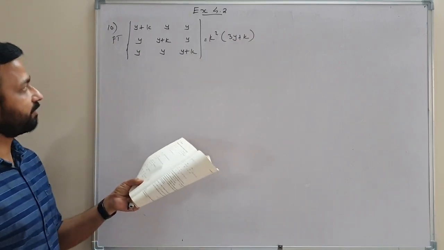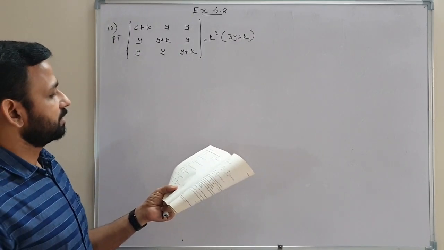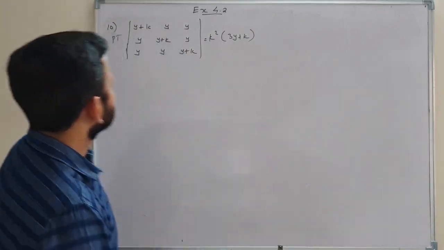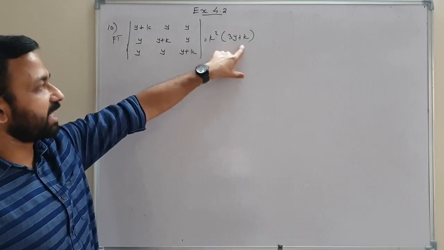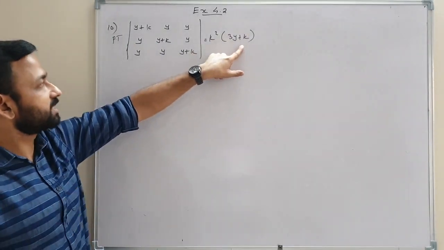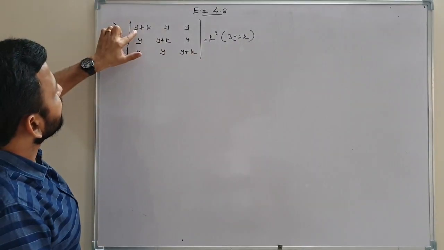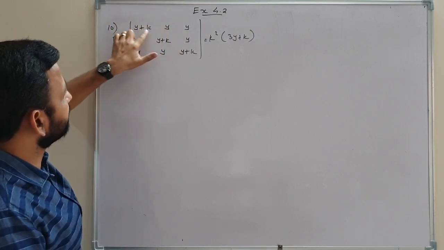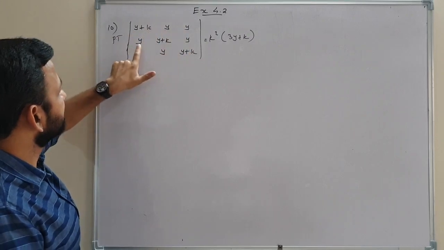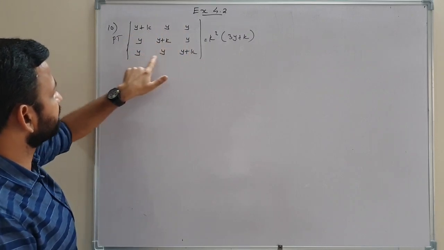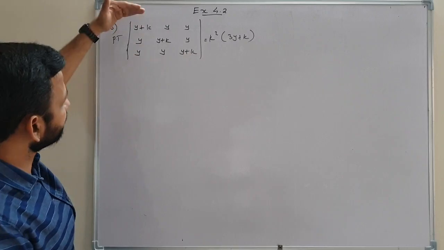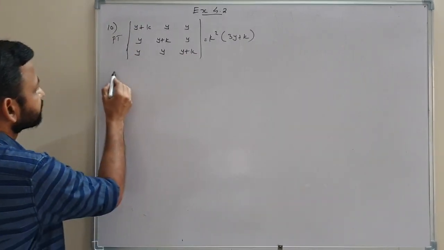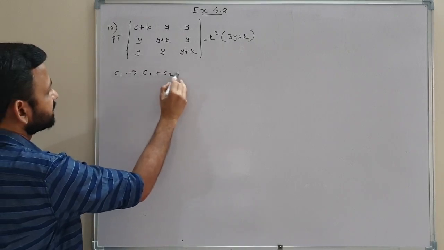Y plus k, y plus k, y. Then k square into 3y plus k. And here 3y plus k, we want to get outside the determinant. Very simple. If you take c1 tends to c1 plus c2 plus c3, y plus y plus y, 3y plus k, y plus y plus y, 3y plus k, y plus y plus y, 3y plus k. Or we can take r1 tends to r1 plus r2 plus r3. c1 gives c1 plus c2 plus c3.